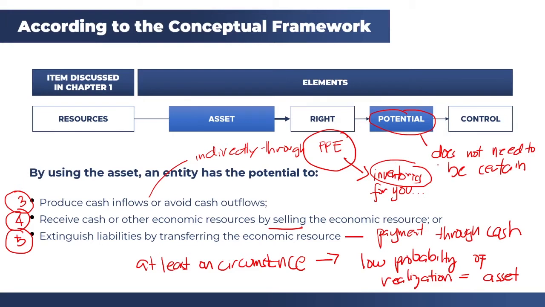Of course, if the value of the inventory goes down as per IAS 2, which is a little bit more advanced right now, you have to do some measurement exercises. But the inventories are still valid assets. That's the point of the conceptual framework.